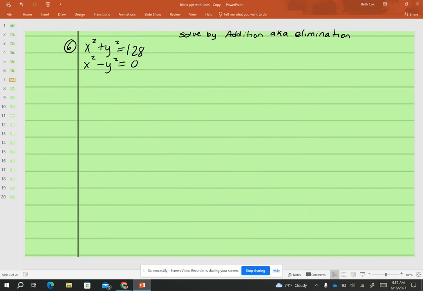Number 6. This one says solve by elimination, aka addition. We're going to add the two equations together and force a cancel, force an elimination.